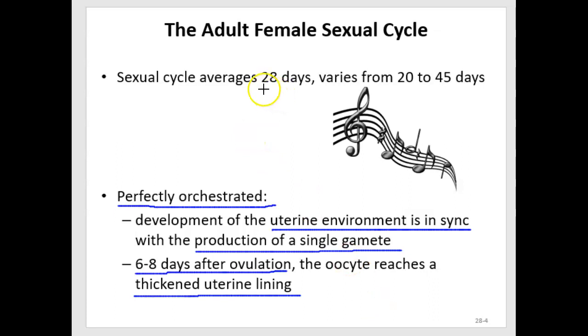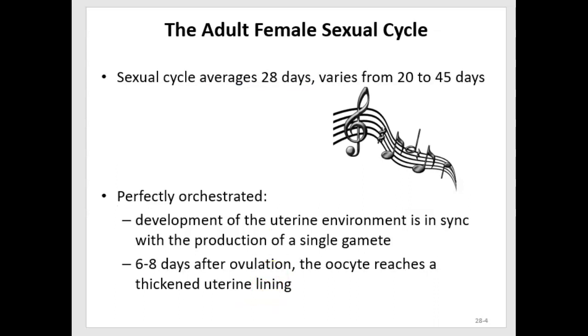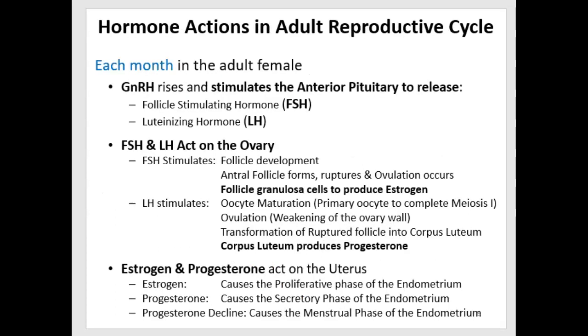This cycle of preparing the uterus and releasing an oocyte averages about 28 days in length. Of course, there are variations, 20 to 45 days, but we can think of it as repeating each month, and that's how we'll treat it. So each month in the adult female, gonadotropin-releasing hormone from the hypothalamus rises and stimulates the anterior pituitary to release those two gonadotropins, FSH and LH.